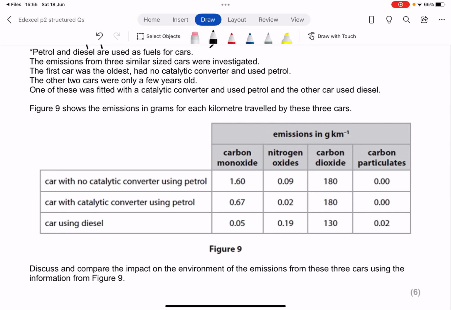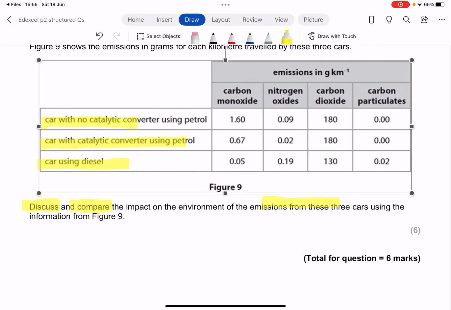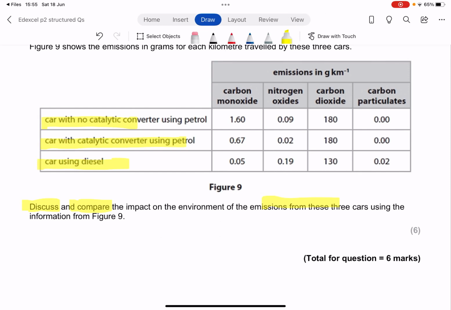They've investigated the emissions, and you've got a car with no catalytic converter, a car with a catalytic converter, and a car using diesel. Discuss and compare the impact on the environment, using information in figure 9. What I would do here, as a comparing and contrasting, is this. First of all, you could look at simple comparisons.